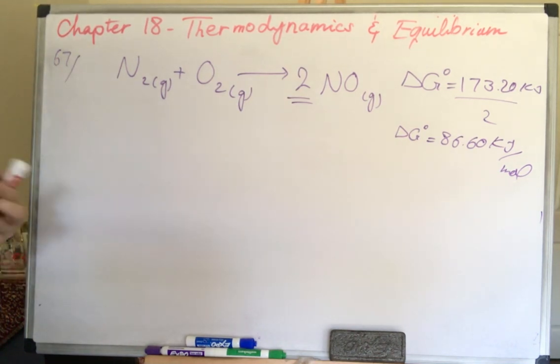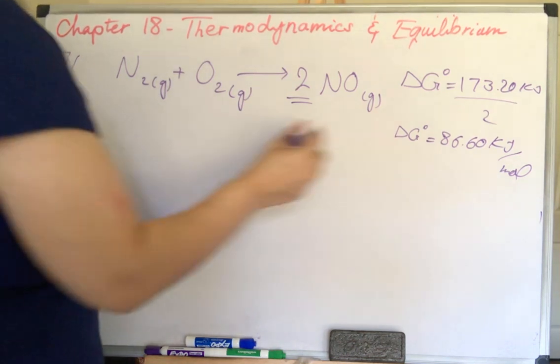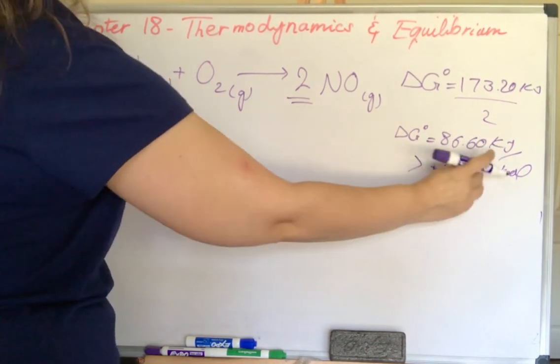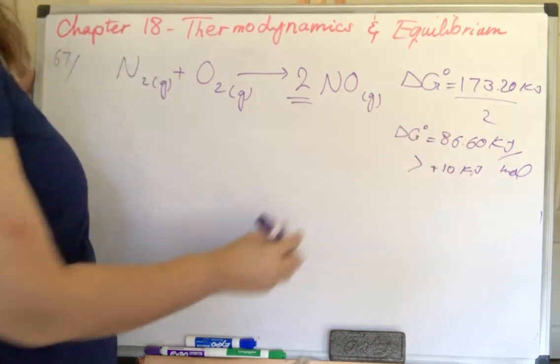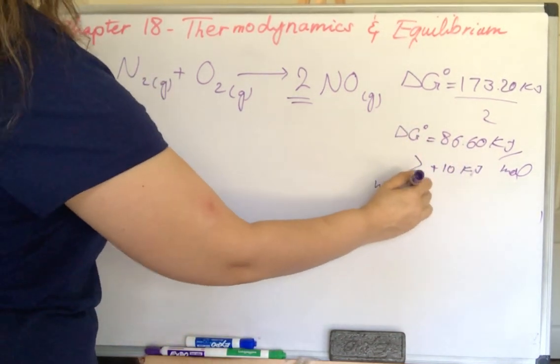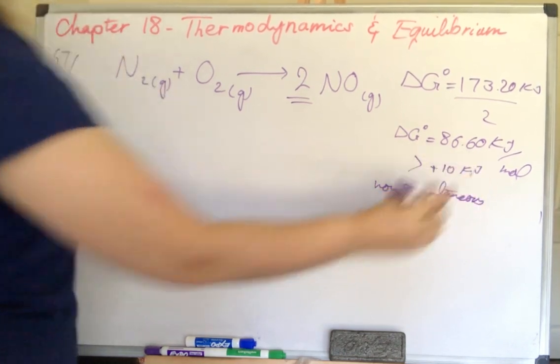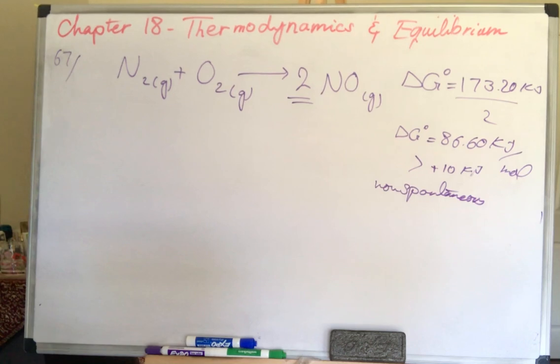So for this reaction, is the measure less than 10 kilojoules or more than 10 kilojoules? It's more than positive 10 kilojoules, so it's a non-spontaneous reaction based on the criterion we just stated. So you can predict which reaction is spontaneous and which one is non-spontaneous.